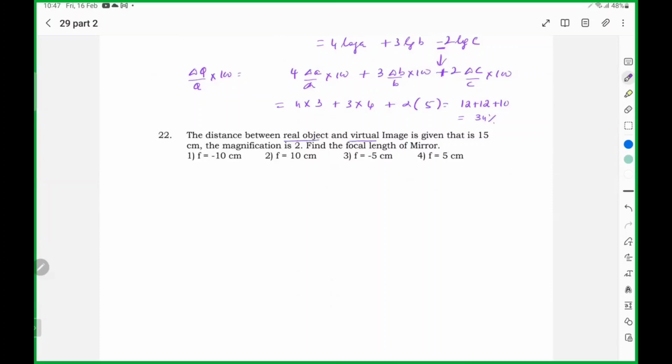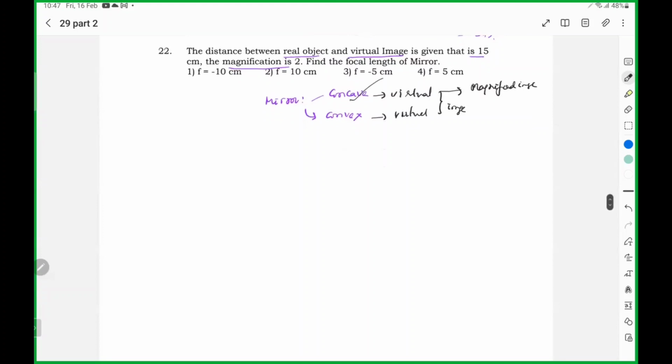Here the distance between real object and virtual image is 15 centimeter. So here we have two types of curved mirrors. One is concave, the other is convex. So virtual image is possible in both, but magnified image is possible only in concave.